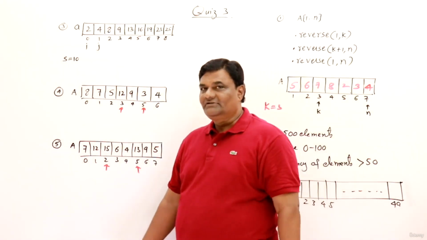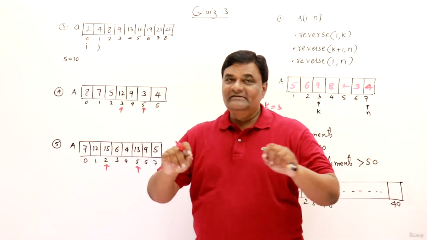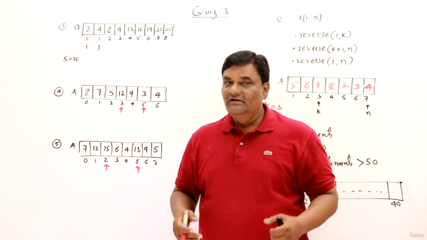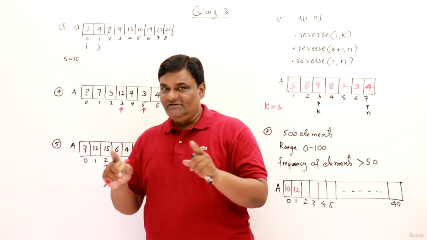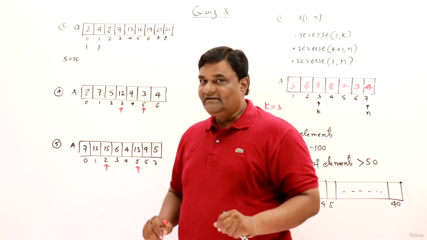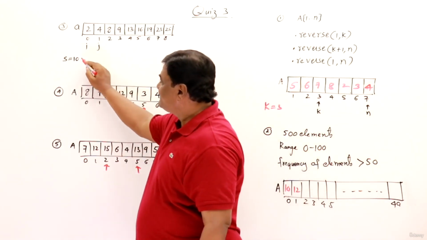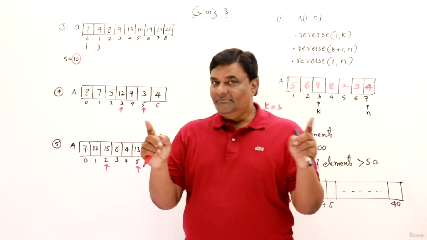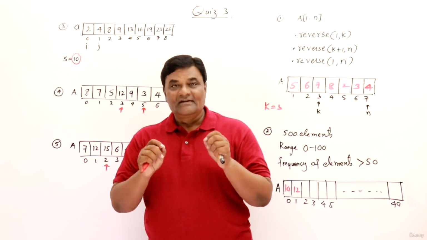Now let us look at the third question here. The question is, an array is having the elements in increasing order, sorted order. And we have to find out a pair of distinct elements, meaning unique elements, such that their sum total is equal to S. So what is S? Let us say it is 10. So I want any two numbers whose sum is equal to 10, right?